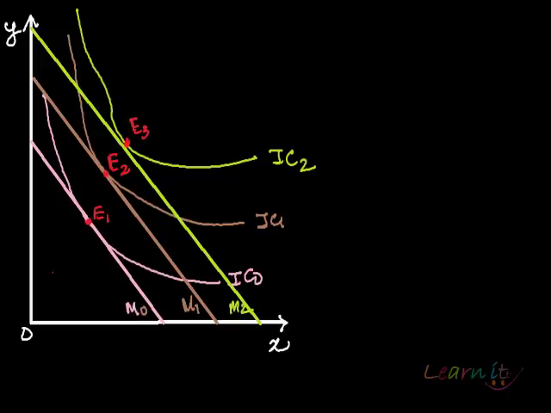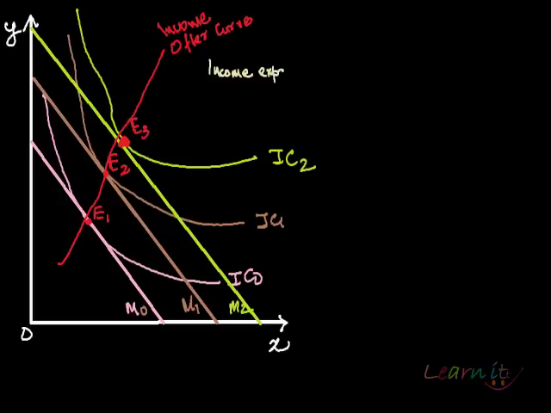If you connect all of these points, the curve which you get is called the income offer curve. This is also known as the income expansion path.